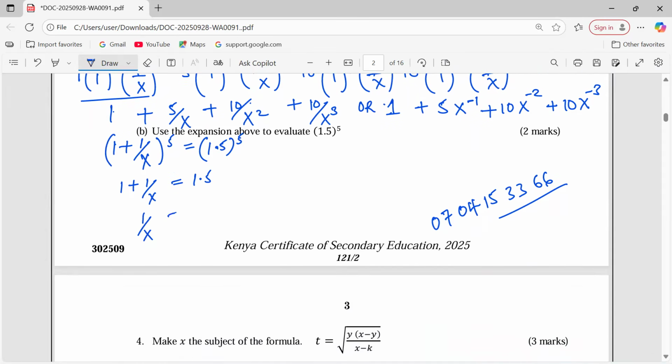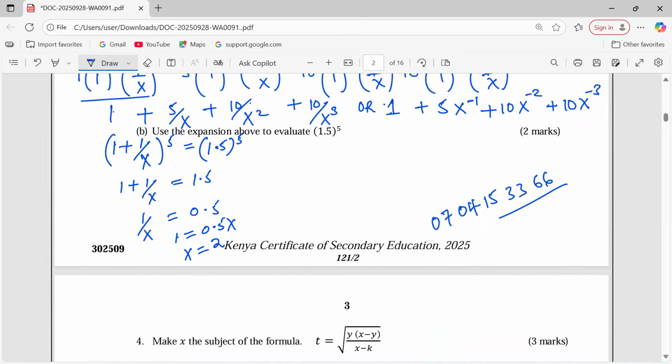1 over x equals 0.5 after subtracting 1 from both sides. Then we can say 1 equals 0.5x. So that to remain with x, we divide by 0.5. 1 divided by 0.5 becomes 2.